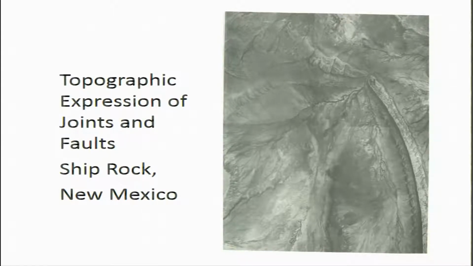Similarly, this photo shows some joints and faults and the streams, how they are going and connecting and cross cutting this fold. This is the limb of the fold, and the streams are flowing across the topographic relief which has been built up by the folding.